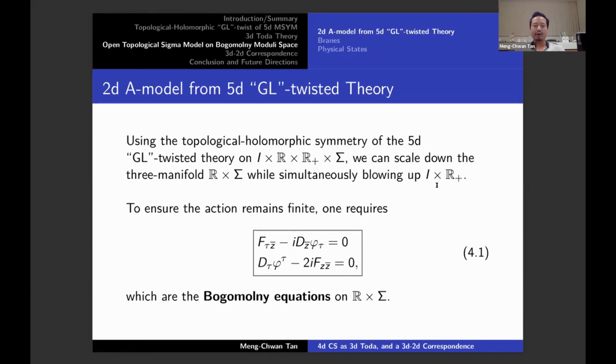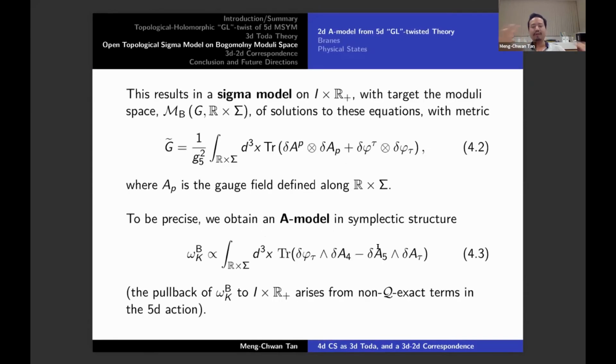As I mentioned in the beginning of the talk, if you want the action to remain finite, there are some conditions on the fields, and these conditions are actually nothing but the Bogomolny equations on R cross sigma. Okay, and then from the resulting action in 2 dimensions now, because you're scaling down the metric in 3 directions, you will see that accompanying the del phi term that comes from the F star F term of the 5-dimensional theory is the target space metric of the sigma model. Okay, it looks like this. And this is the metric on the moduli space of Bogomolny equations.